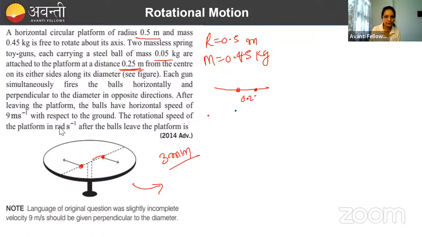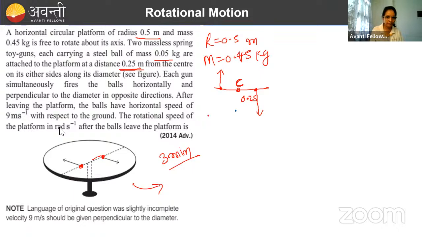0.25. So its distance is 0.25 on both sides. Let's consider it as the center of the platform. So there are two toy guns. Now what is happening? Each gun simultaneously fires the balls horizontally and perpendicular to the diameter in opposite directions. Done. Now they are firing the balls. So one is firing the ball along this direction and another is firing the ball along this direction.